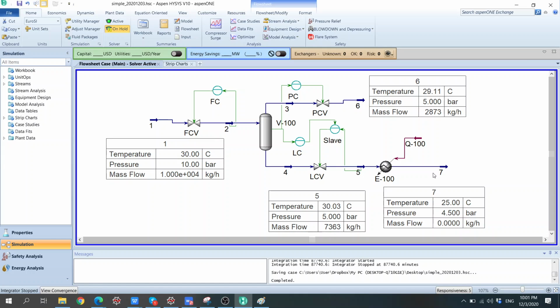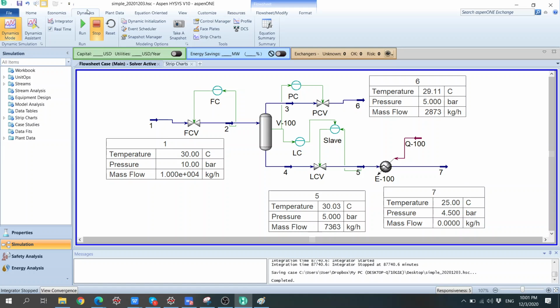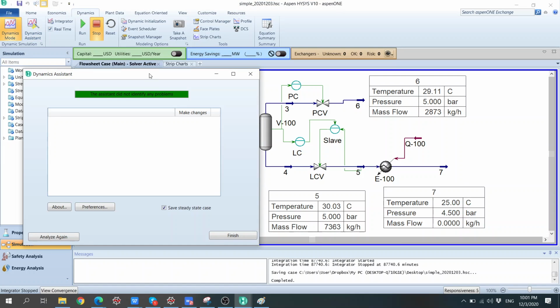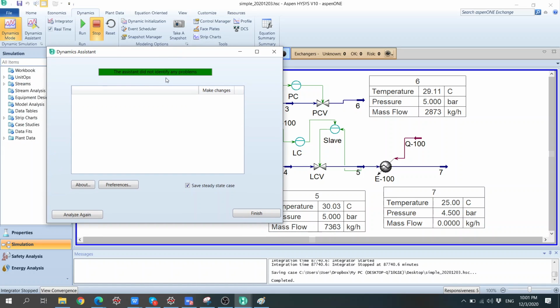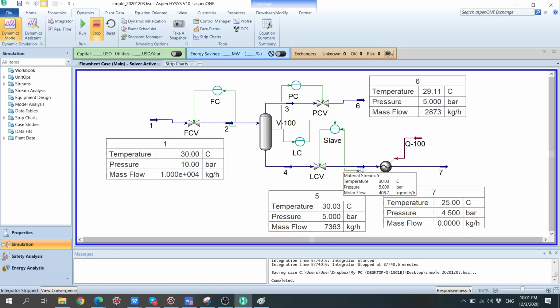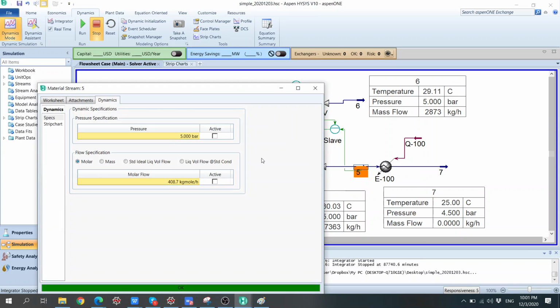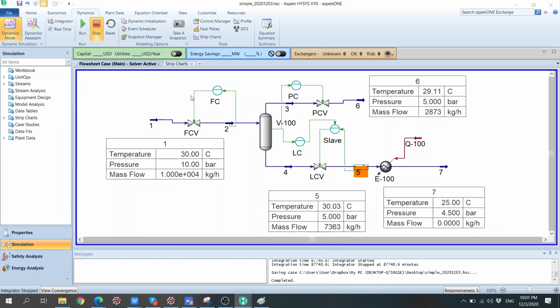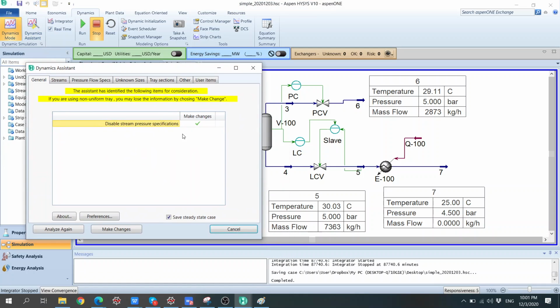Okay. So if we think we have done everything, we can always go back to this dynamic assistance. It doesn't identify any problem, so we are okay. Click analyze again, and we are okay. Otherwise, if, for example, you forgot to deactivate this, and we think that we have done everything right, we can go to this dynamic assistance, and it says, yeah, there's something that you have to do.